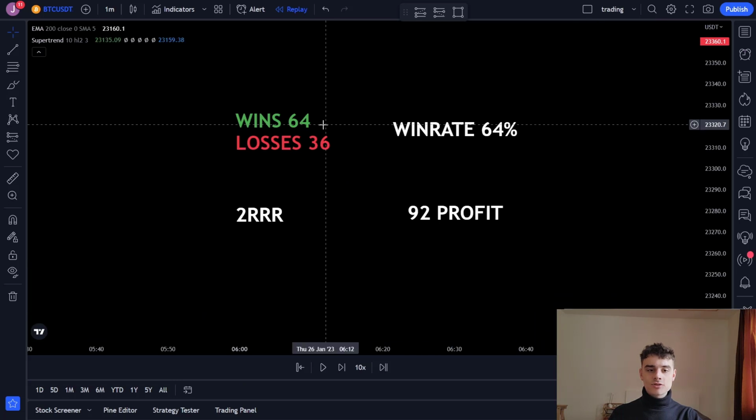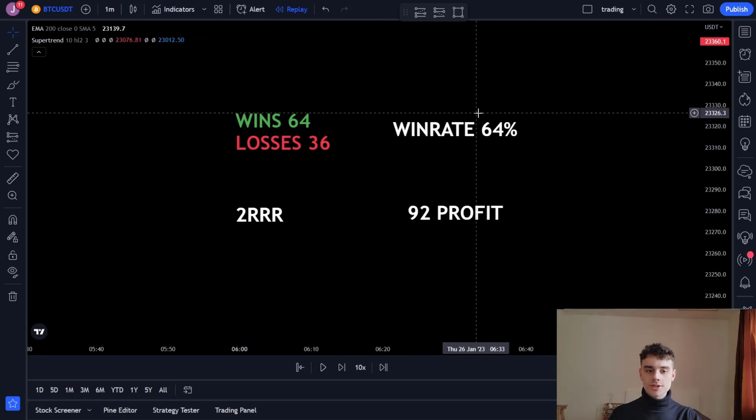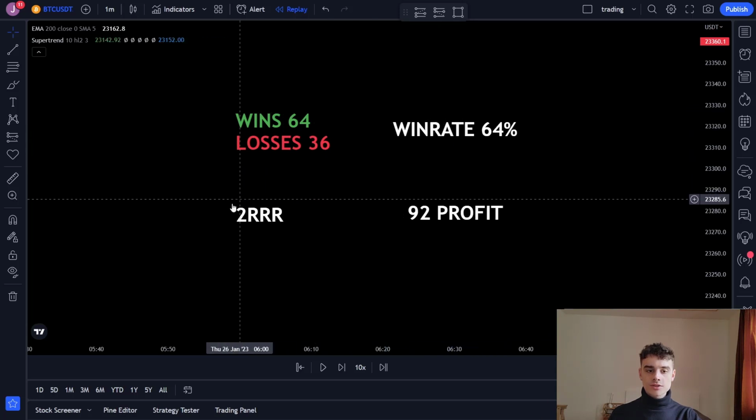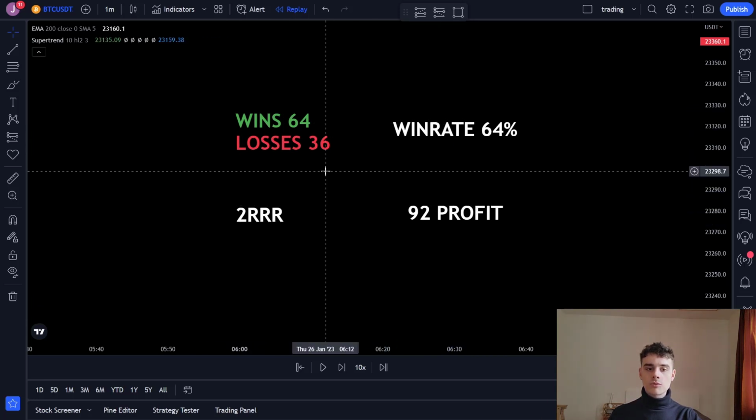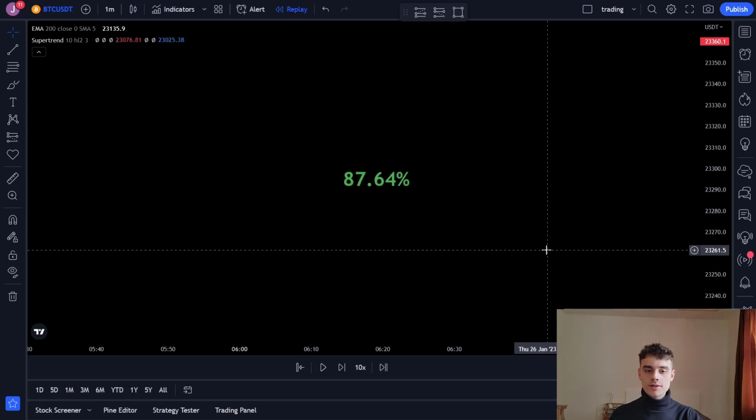In the backtest I had 64 wins and 36 losses, so we have a win rate of 64%. But remember, we use a 2 risk to reward ratio. This means the value of 1 win is 2 stop losses back. So in total we have the value of 92 stop losses back in profit. And totally I have 87% profit without leverage. So if I had to use, for example, leverage of 10x, I will make 870% profit.